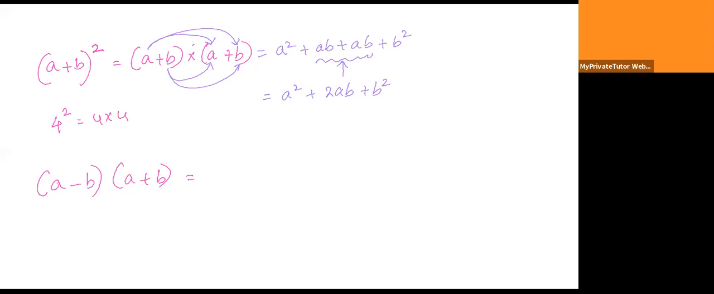I think Sultan asked me a question. Yeah, I will answer your question. Why did we get plus b square in this? So here is the answer, Sultan. (a minus b)(a minus b). Please multiply. What is a times a? a square. What is a times minus b? Minus ab.